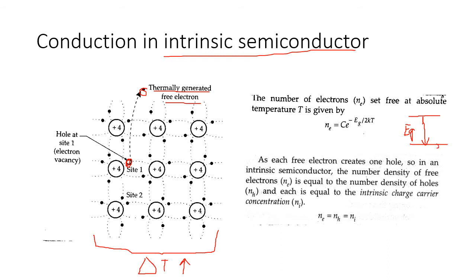So for an electron at the valence band, if you supply some amount of heat to this electron, what happens? This electron becomes free and moves to the conduction band. In the process, you get conduction in the semiconductor. So Eg is the energy of the band gap divided by twice of Kb. Can you see this K? This K is your Boltzmann constant times T. T is the temperature which is being supplied. So the number of electrons generated thermally is given by this formula.